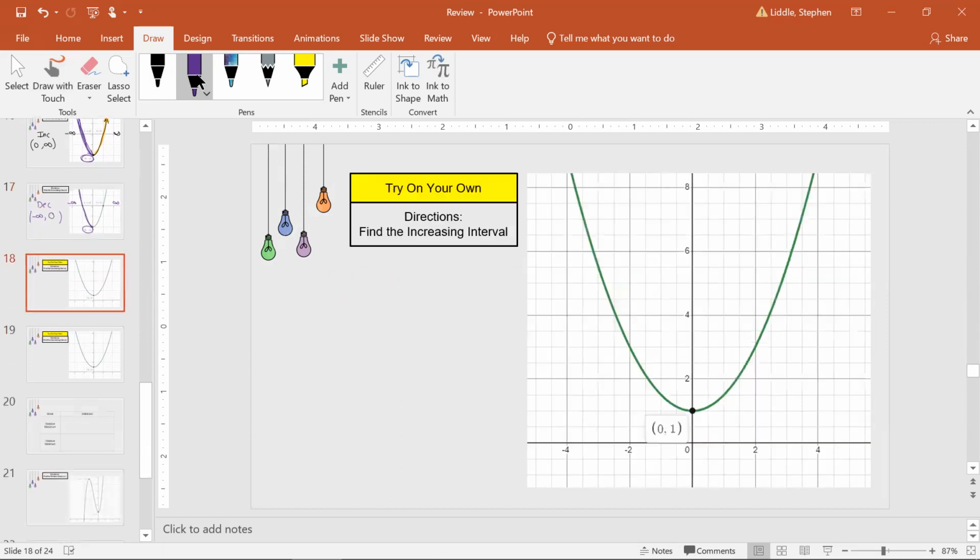Right. So on your paper, the worksheet provided, there is an increasing and decreasing question. I'm going to pause for 3 seconds, write down the interval of increasing and then the interval of decreasing, and then I'll provide the answer.